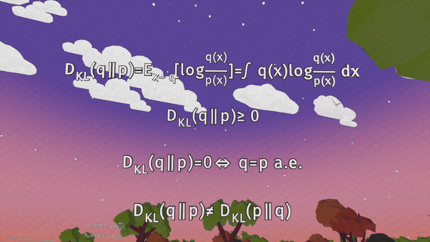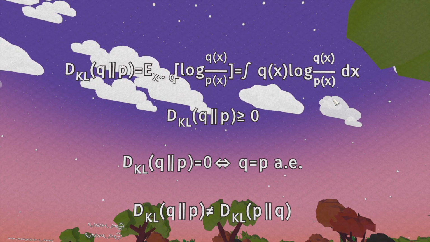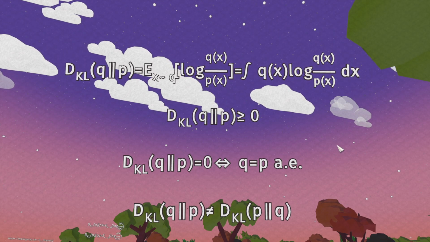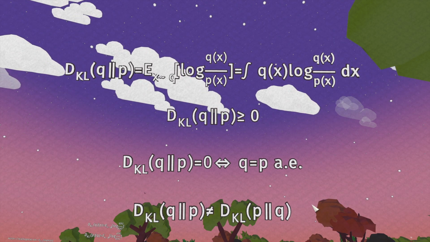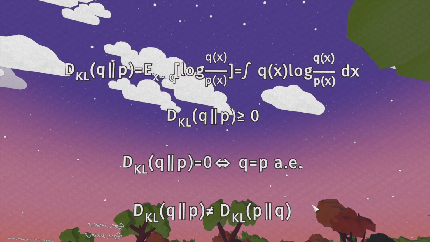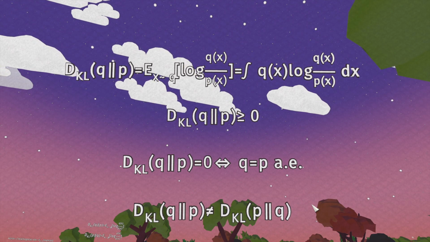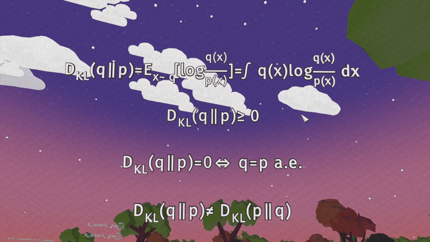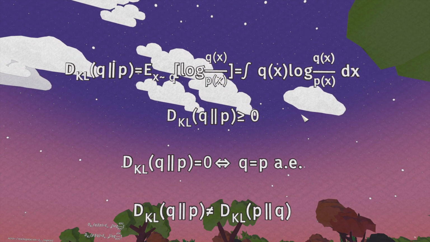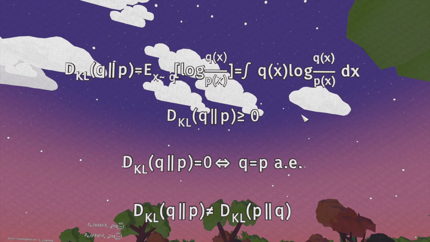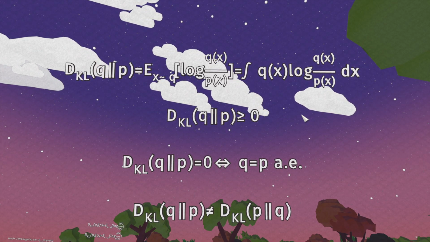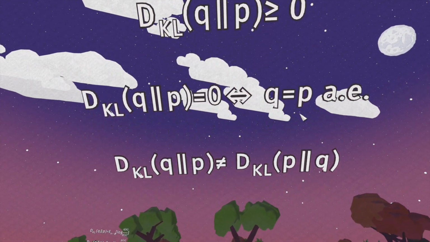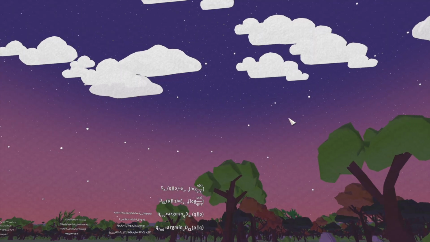A secondary property of the KL is that it's asymmetric and that it is not a metric because it does not satisfy the triangle inequality. It has information theoretic properties: it is the expected number of extra bits per sample if you encode data drawn from Q using a code optimal for P. So the asymmetry of KL gives us two different directions, and sometimes algorithms use both.